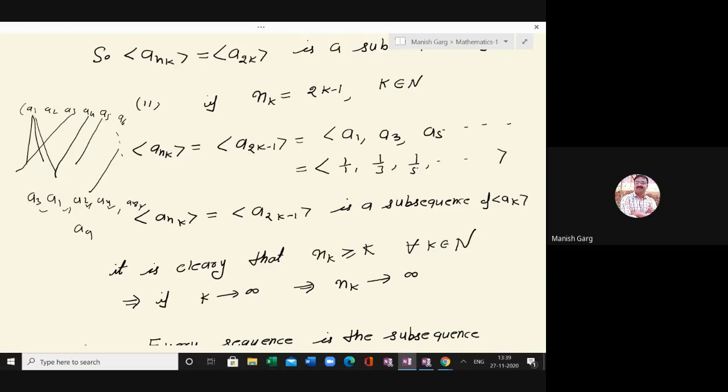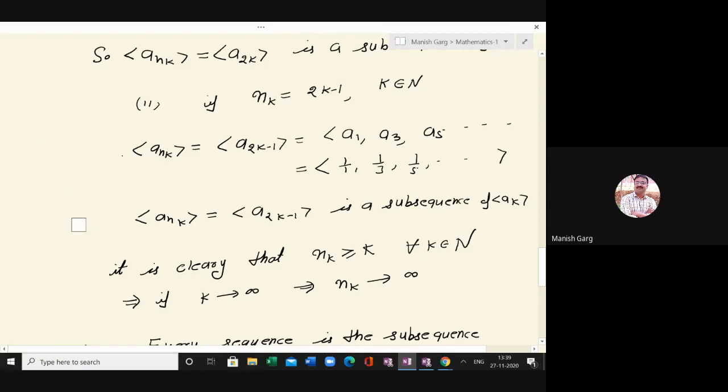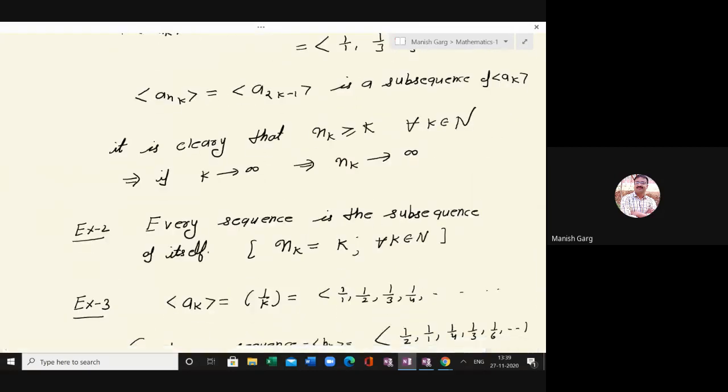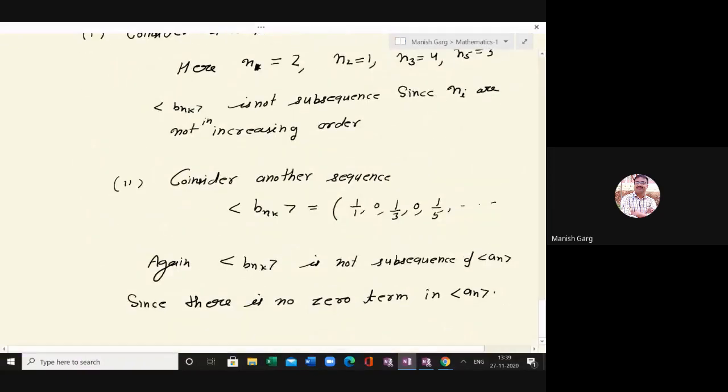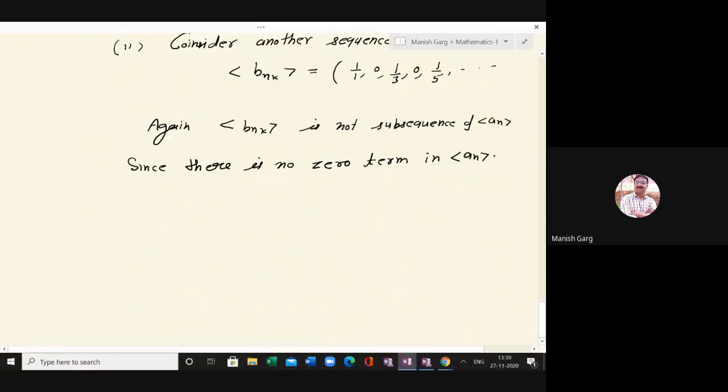Clear point? Yes, sir. Sir, is n_k always greater than k in every subsequence? Yes. Okay, sir. When you are taking terms from a_n, then they will be either equal, if you are taking every term of the sequence in the subsequence itself, otherwise greater. Clear or not? Should I tell you more?